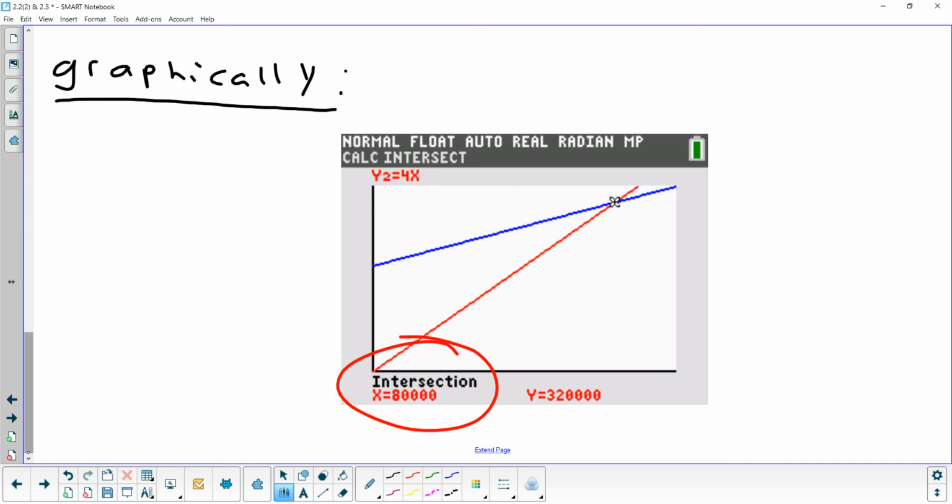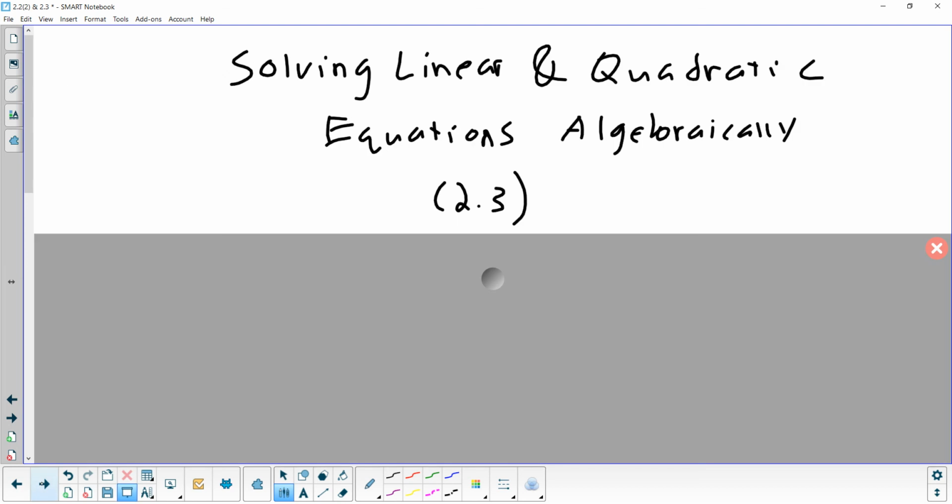Okay, so that's the end of 2.2. That's all that was left there. All right, so let's take a look at 2.3.